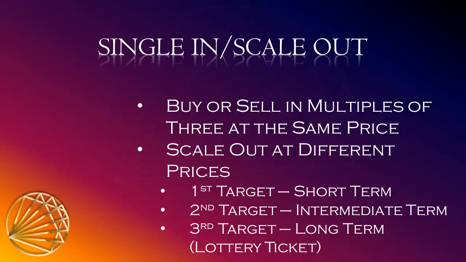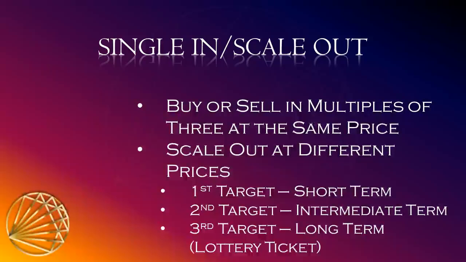What we do with the single and scale out method is buy or sell at a specific entry point and then scale out of the trade at different intervals. As we scale out of our position, we will be moving our stops in the direction of the trade. To do this, we first need to have a specific entry point and a level for a protective stop. Once we have these two levels determined, then we can calculate our targets and our stops.